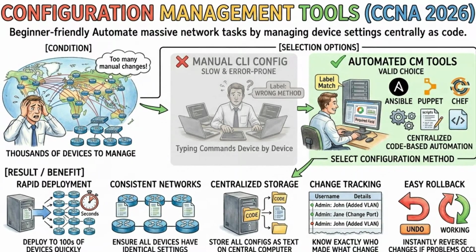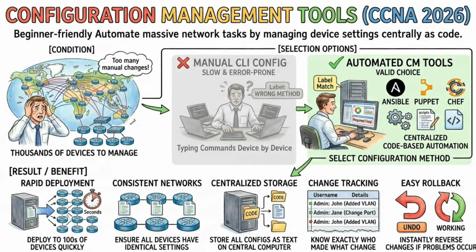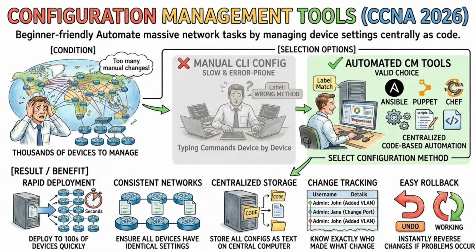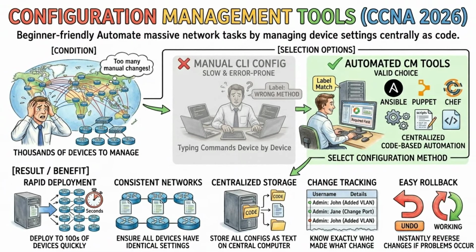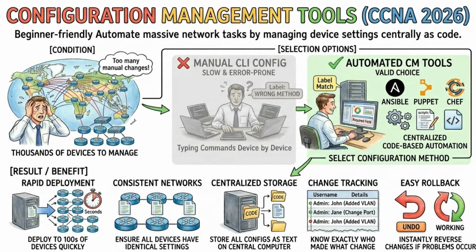By keeping all your network configurations safely stored as text code on a central computer, you can easily track exactly who made a change and instantly reverse it if something breaks. The three major configuration management tools you must explicitly know for the exam are Ansible, Puppet, and Chef.